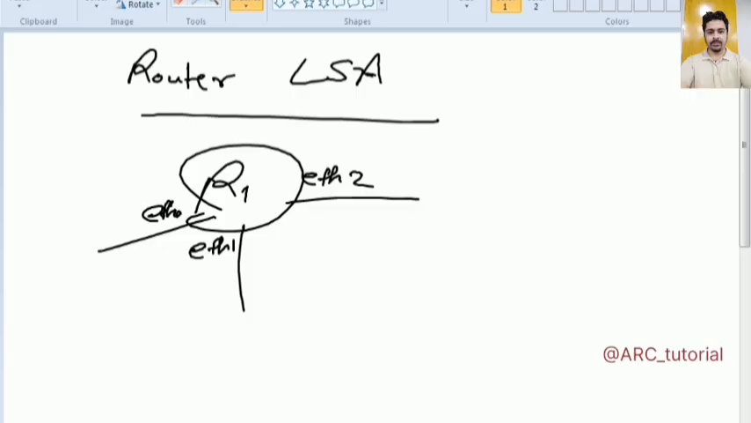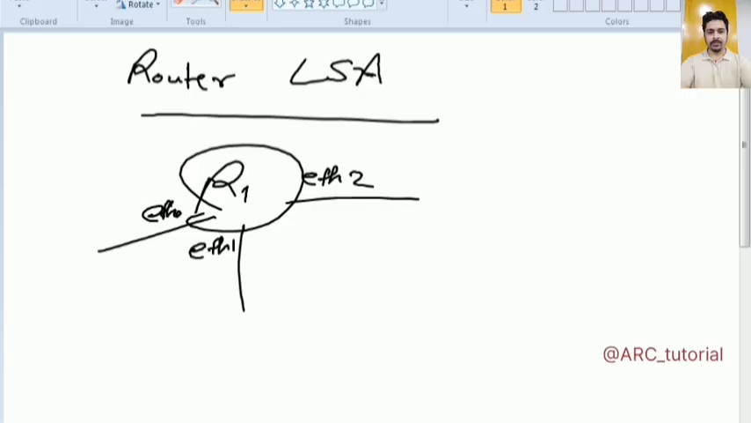One router LSA can have multiple networks information, multiple links information. Are you getting my point? One router LSA can keep multiple links information. So once you enable OSPF on this router 1, it will generate a router LSA immediately and install this router LSA in its own database table. Right? So remember that all routers will generate their router LSA.